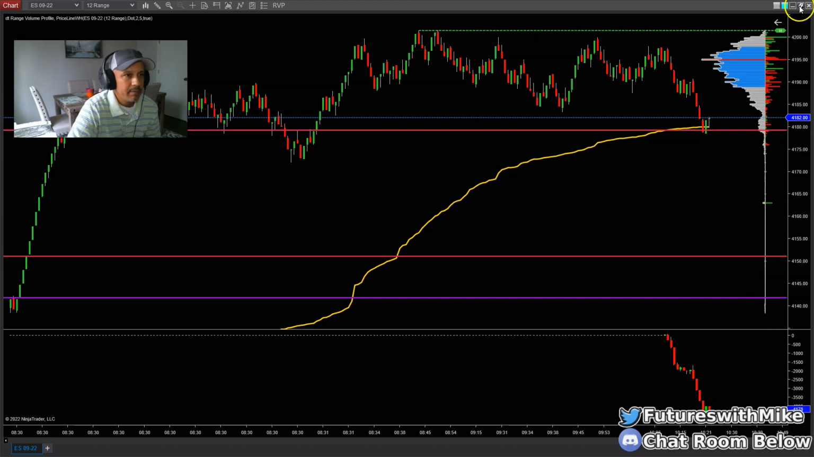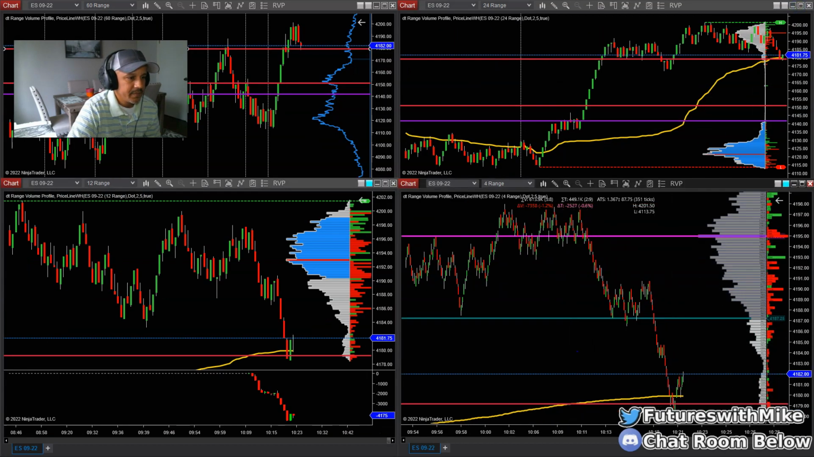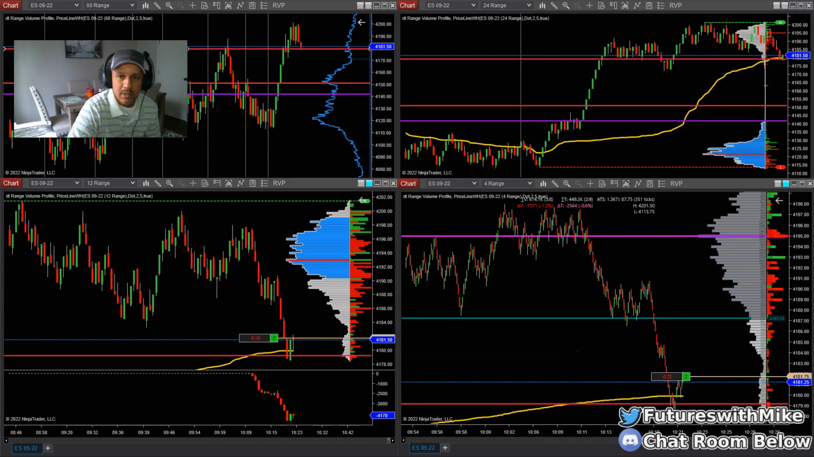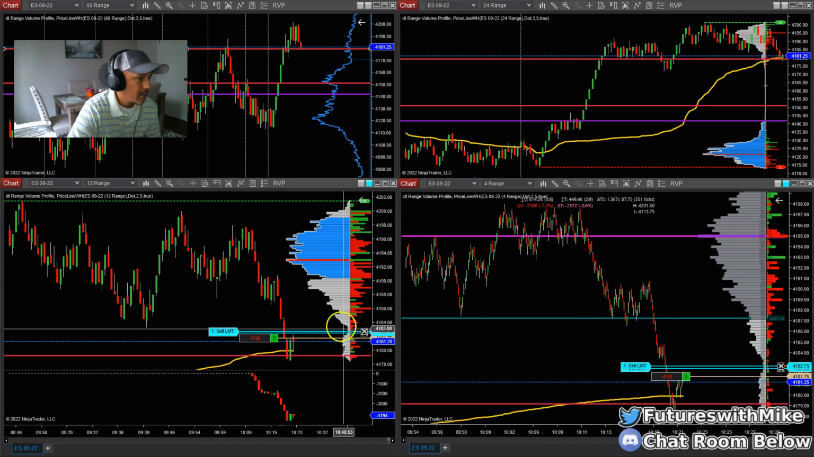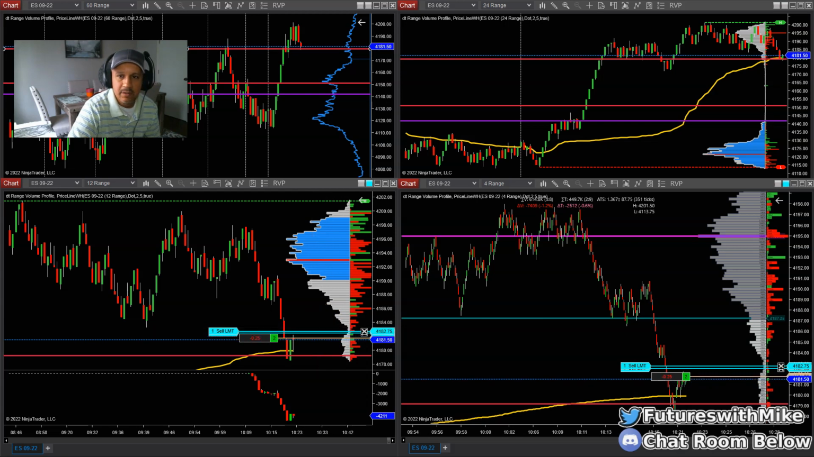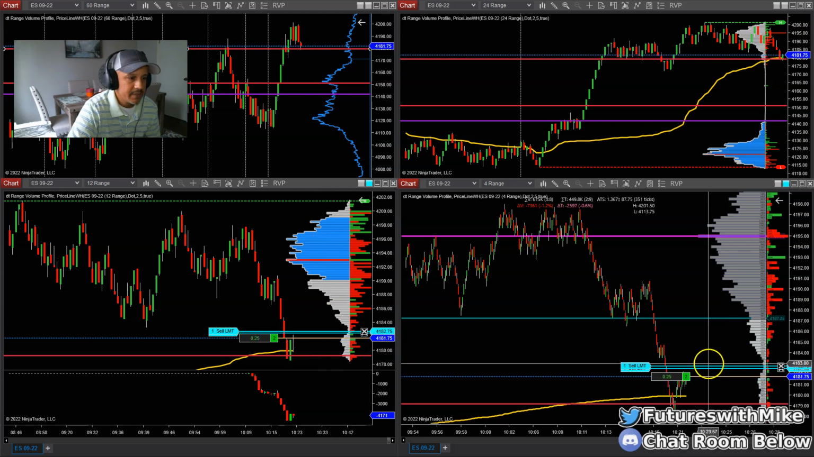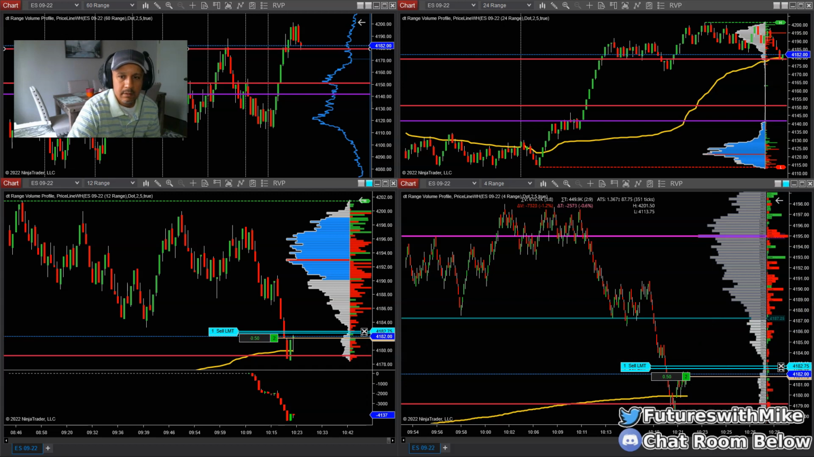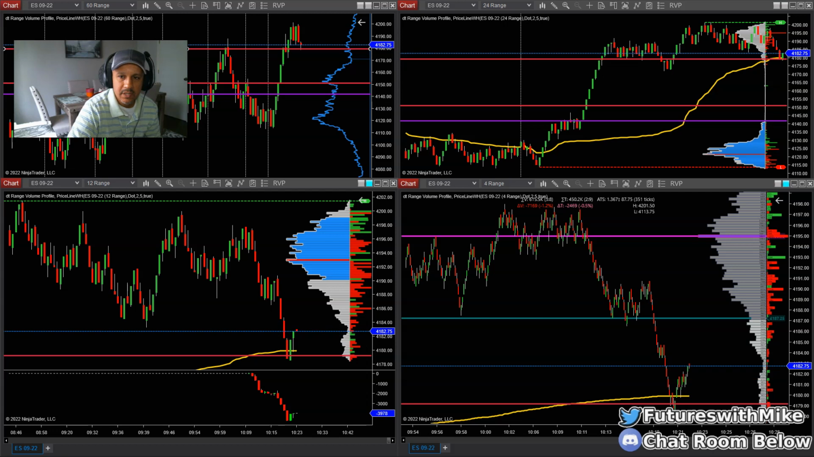So I'm going to minimize this and look at the chart. Now I'm going long real quick because price can probably come up here and test at least, I think, 83.5. So I'm going to scalp this right quick. Okay, hopefully I get filled here. First contract, second contract, boom, got filled there. Back up to, I said, like 83.5.